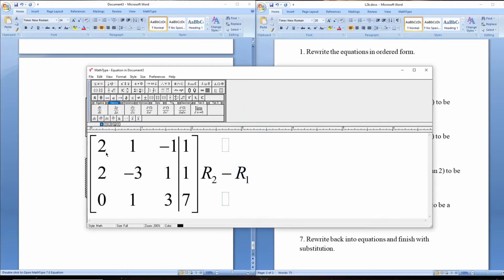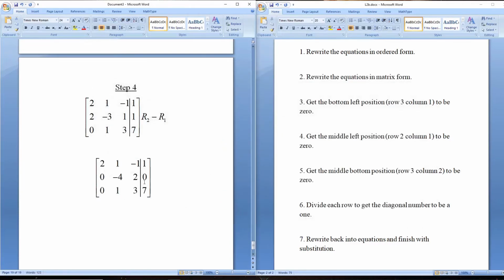So 2 minus 2 will get us a 0 here. Then we have a minus 3 minus 1 to get us a minus 4. Then we have a 1 minus a negative 1, so that'll add together to get a 2. And then 1 minus 1 here will get us a 0. And that completes that instruction. And now notice we have these zeros here, so we're progressing along. We almost have the bottom corner here filled with zeros. So let's check out step 5.